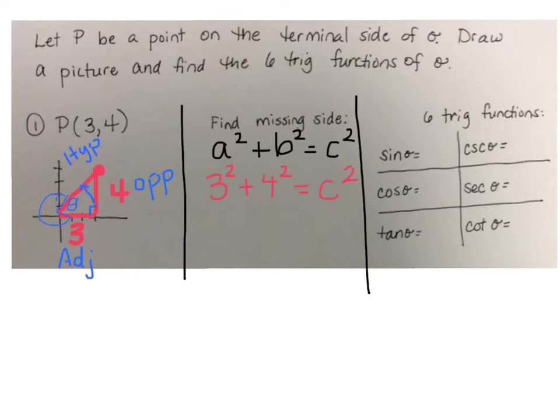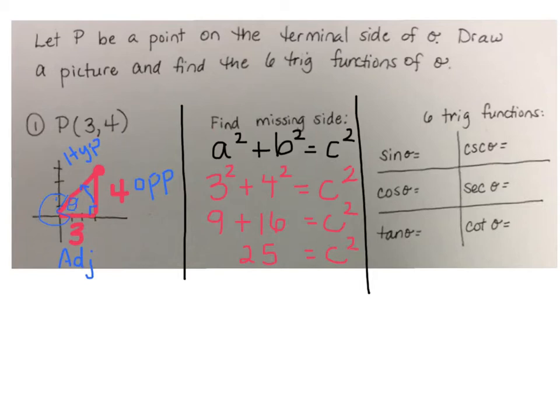Substituting in the numbers, it looks like that. 3 squared plus 4 squared equals c squared. Remember, 3 squared, 3 times 3 is not 6. Common mistake. 3 times 3 is 9, and 4 times 4 is 16. And then 9 plus 16 is 25. And that is certainly too big.